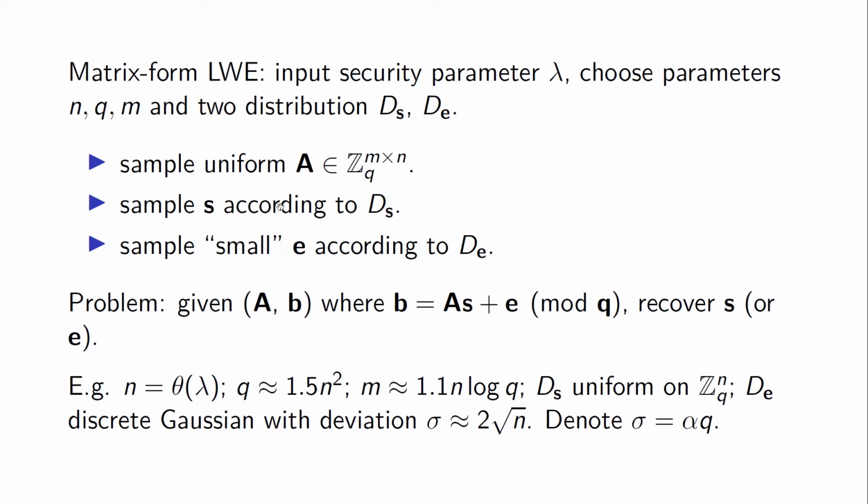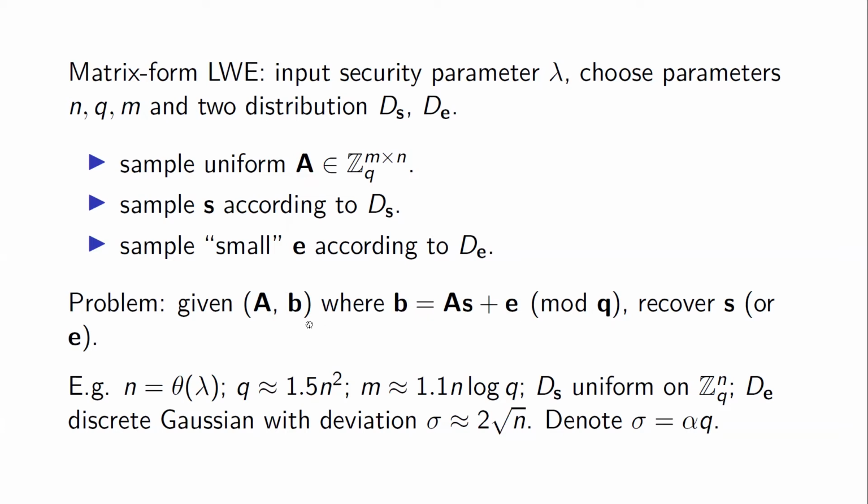After that, we sample a vector s according to some distribution D_s. This distribution can be chosen to be uniform or can be chosen to be small. We also sample a small vector e according to some distribution D_e. For the problem to be well defined, we need this vector e to be somehow small, where the definition of small could mean e has a small L2 norm, or e could have a small Hamming weight, depending on the variant of LWE that we're using. So the problem is: given A and b, which are the public information, where b equals As plus e modulo q.